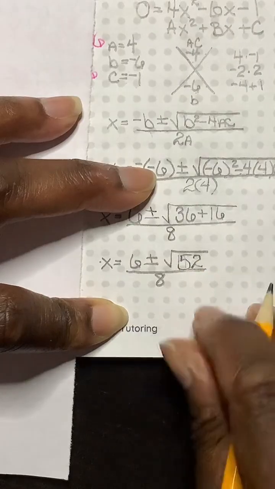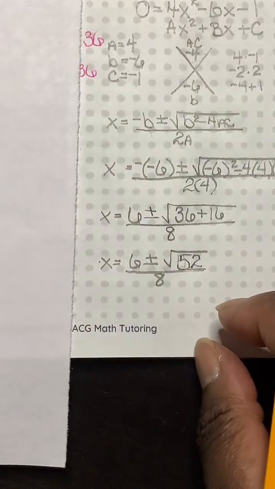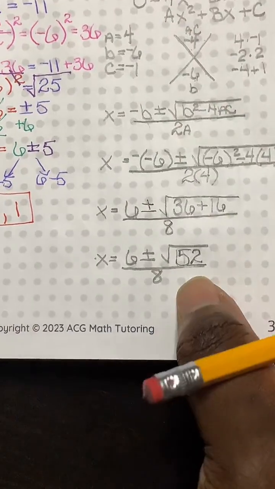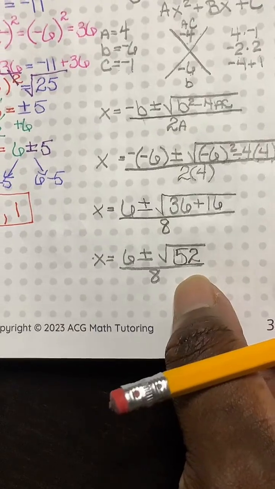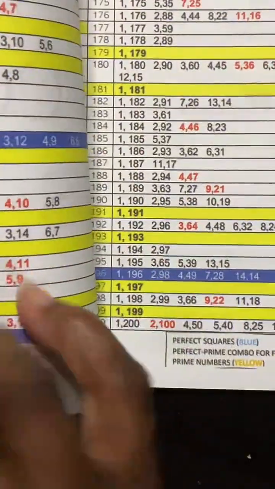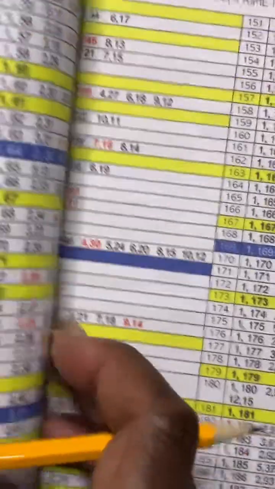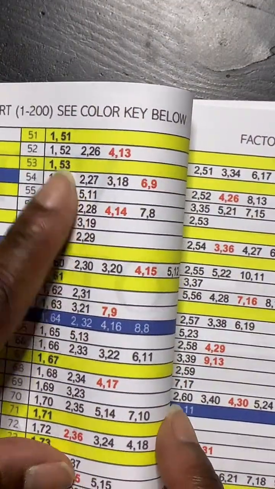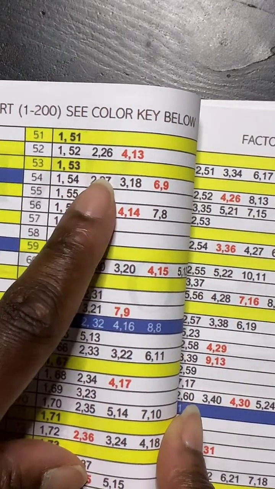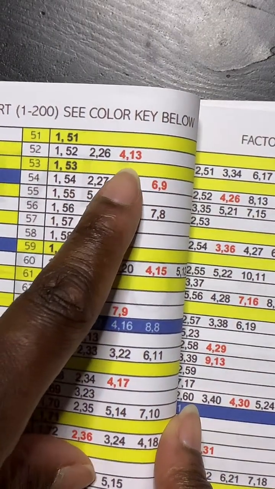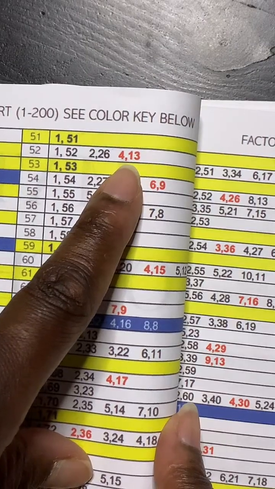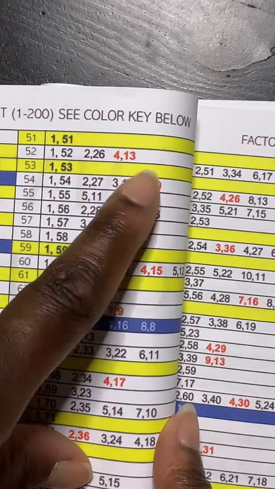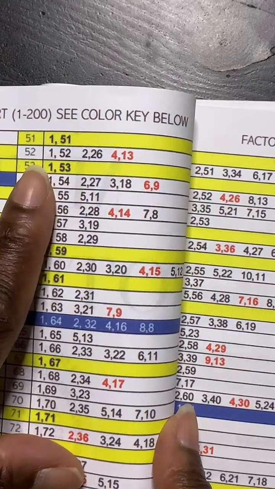Okay, so let's try this. 52. Now, 52, I want to know if I got a perfect prime combination for this. So if I come to 52, I have 1 and 52, I have 2 and 26, and I have 4 and 13. Which do you think will be a perfect prime combination that we should use?